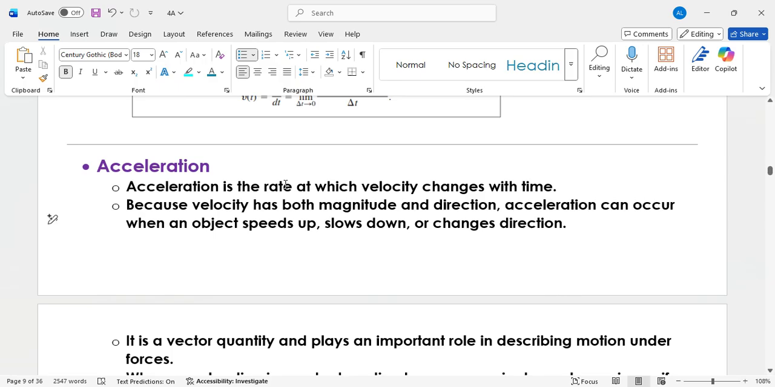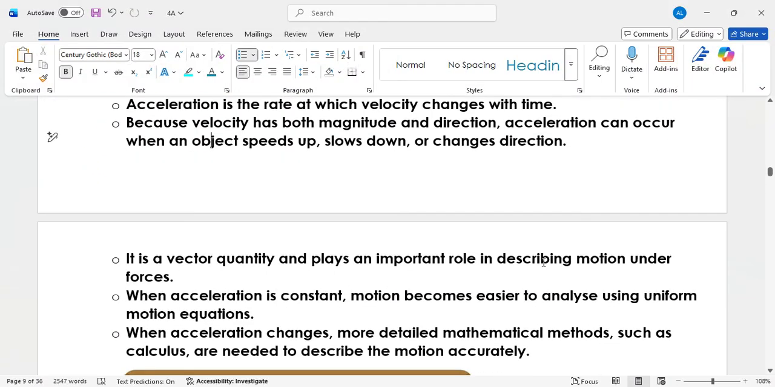So at times an object can speed up, the magnitude of the speed may increase, or slow down. The acceleration can be negative as well. You're going 50 miles per hour, all of a sudden you see a car that's stopping in front of you, or you may start slowing down by 30 or 20 miles per hour, etc. It's a vector quantity and plays an important role in describing motion under forces. All right, the force here would be you pumping the brake pedal, right?